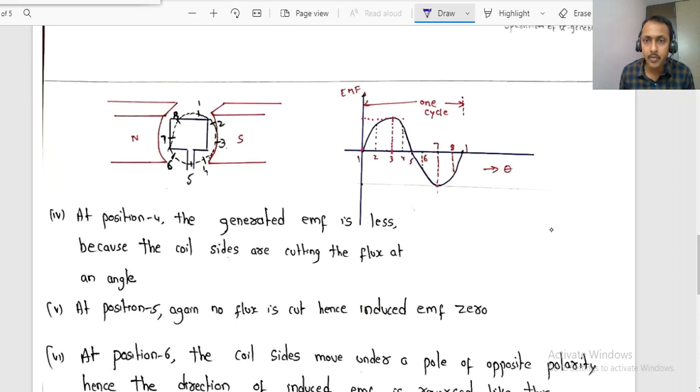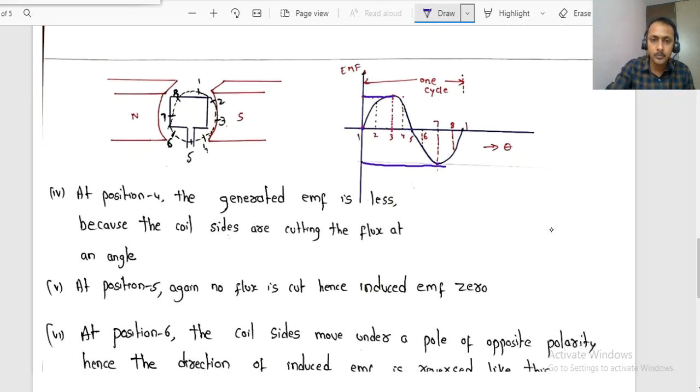From this graph, we can observe that at position 3, that is at 90 degrees, the induced EMF is maximum. 90 degrees is the angle between the magnetic field and the conductor. At that position, the induced EMF has a positive peak. Similarly, at 0 degrees we have the minimum value, and at 180 degrees it again crosses 0. At 180 plus 90, that is 270 degrees, we have a negative peak. Like this, at different positions of the coil with respect to the magnetic field, a different magnitude of EMF will be induced in one cycle, within one rotation of 0 to 360 degrees.